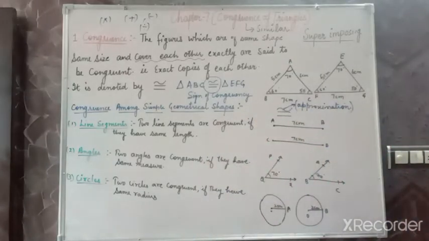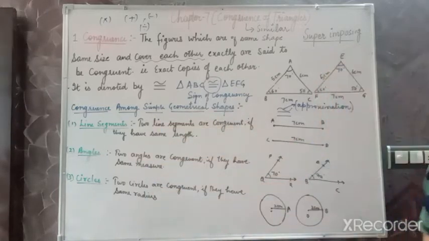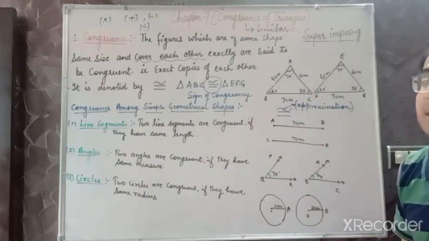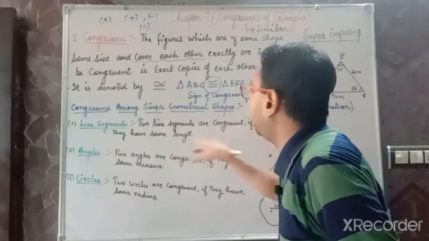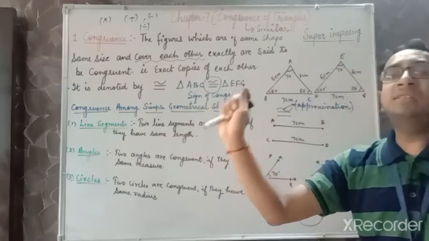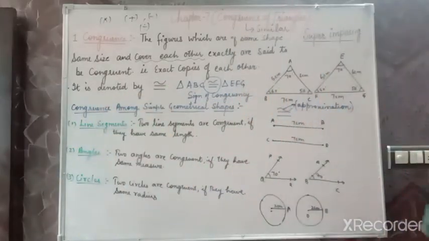Simpler geometrical shapes means we are not considering the bigger polygons, right? So understand first the line segment. What is a line segment? It has two endpoints and has a measurement. Two line segments are congruent if they have the same length. For example, 7 centimeter, 7 centimeter.